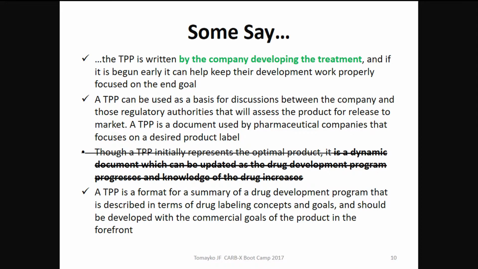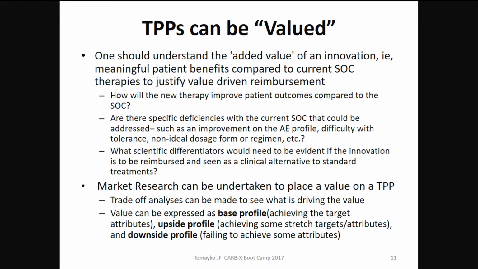And this last bullet that I captured from the Google hits basically says much of the same thing, but it introduces that the drug should be developed, or the process should unwind, with the commercial goals of the product forefront. So it's bringing commercial into it. And in fact, TPPs can be valued. And one should always understand the added value of an innovation. What are the meaningful patient benefits compared to the current standard of care therapies to justify, again, that value-driven reimbursement?